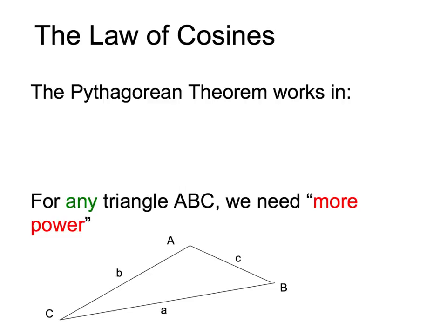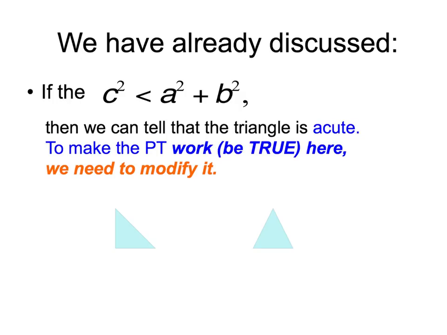Just as a reminder, this law of cosines is related to the Pythagorean theorem. So we all know that the Pythagorean theorem works in right triangles only. If we want to try to use something like the Pythagorean theorem for any triangle, we need to have more to it. We need to add something to it. We need like more power, shall we say, which is where our next slide comes in.